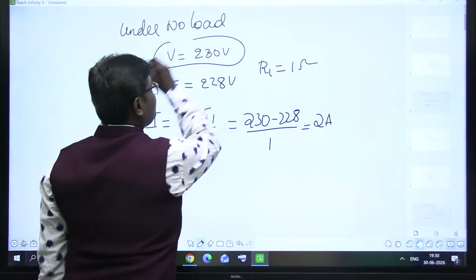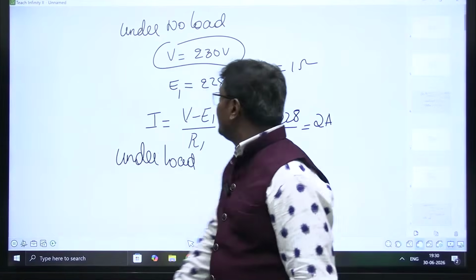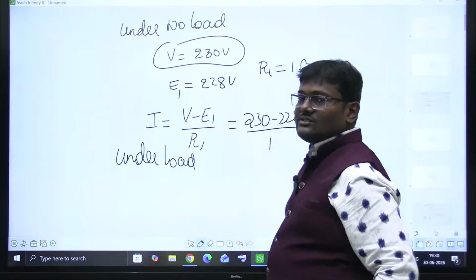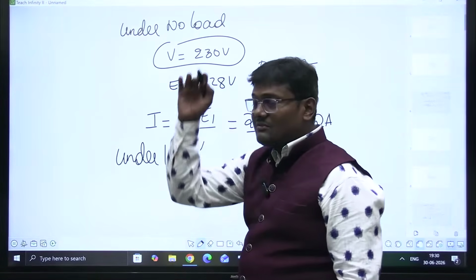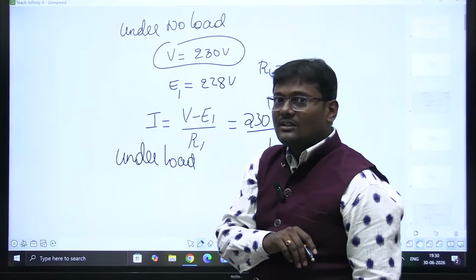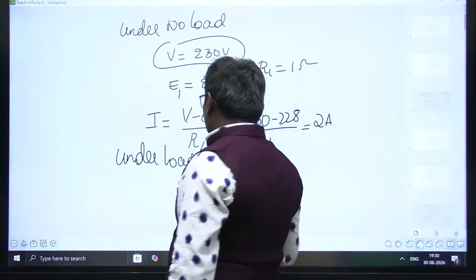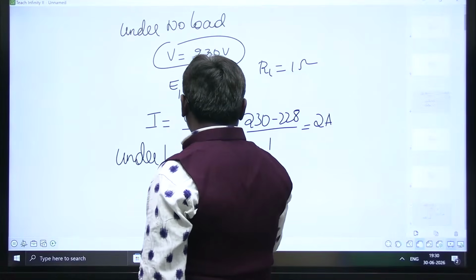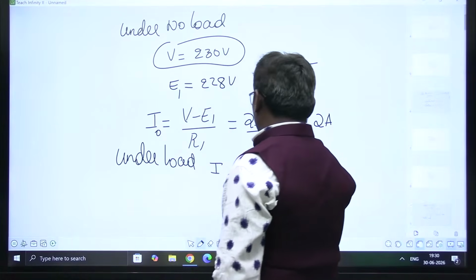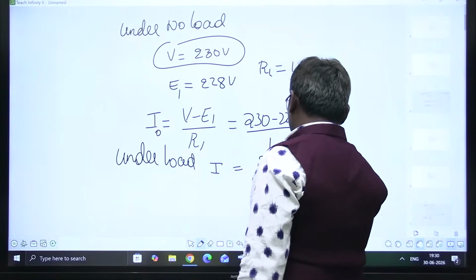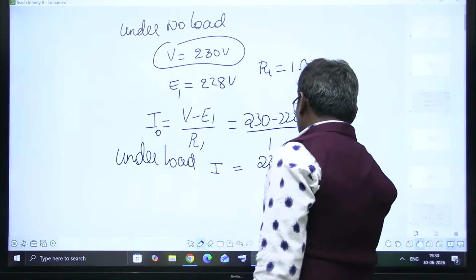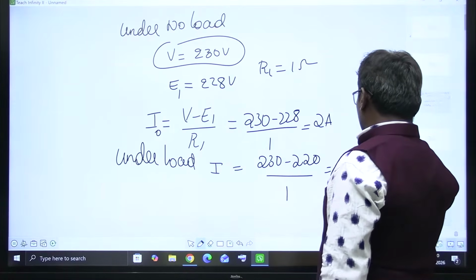Supply voltage won't change, and the resistance of the winding also won't change. But the induced EMF value will decrease because of negative coupling, to satisfy Lenz's law. So under loaded conditions, what happens? This current is I naught here. So 230, let us say this is 220 by 1, so obviously it is 10 amperes.